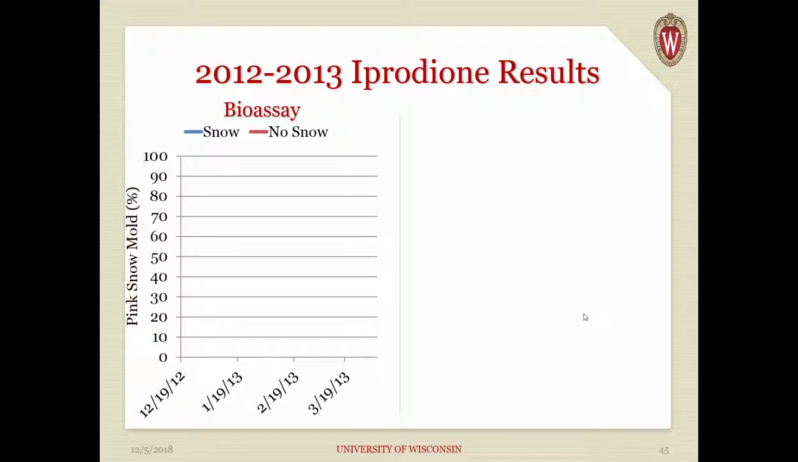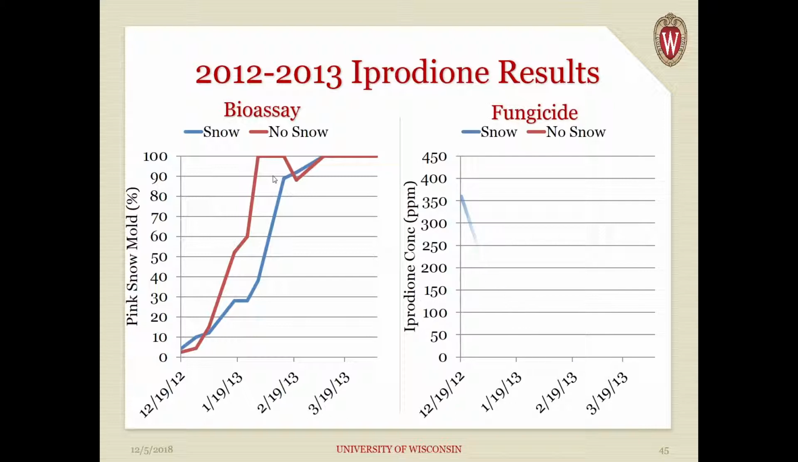So here's the bioassay. There's really no disease on these plots for most of December, for the first month after application, and then it increases rapidly in mid-January. And we see the same thing from the non-snow-covered plots, right? A rapid increase throughout the entire month of January in disease in the growth chamber. What about the iprodione concentration then?